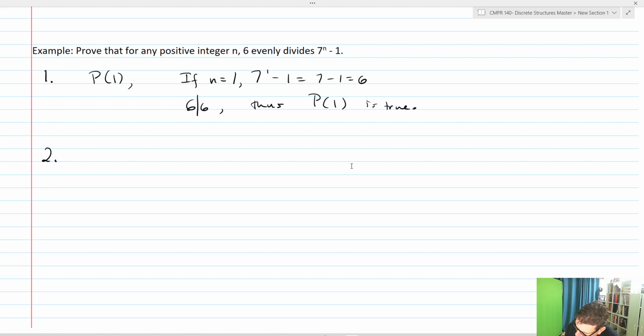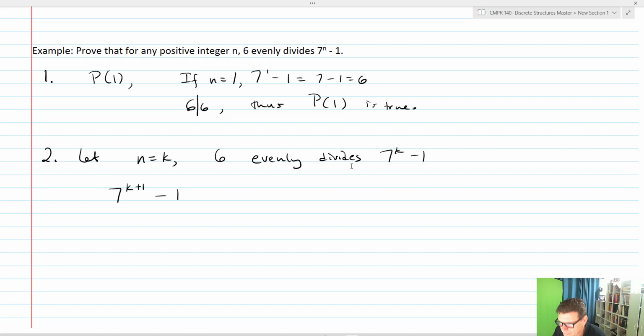Now, the inductive step. We're going to let n equal k and assume that 6 evenly divides 7 to the k minus 1. That's our assumption. Now we've got to look at 7 to the k plus 1 minus 1. And we're going to say this is going to equal, and we have an idea that maybe this is 7 times 7 to the k minus 1.